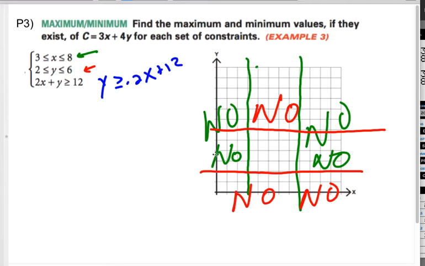So 2, 4, 6, 8, 10, there's 12. Right, down to right 1, down to right 1, down to right 1, down to right 1, down to right 1, down to right 1. All right, and I want to shade above, because it says y is greater than or equal to, so it's solid and above, which means that this spot's a no. So my feasible region ends up being right here.